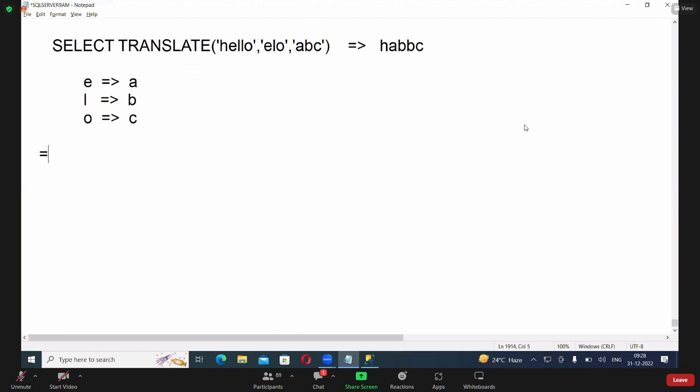But where is it useful? Translate function can be used to encrypt data.